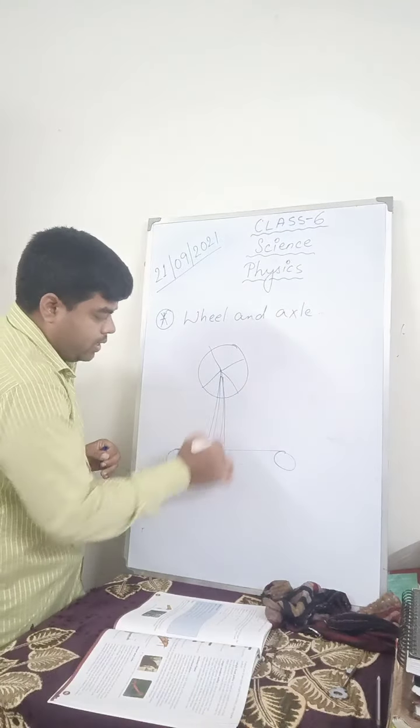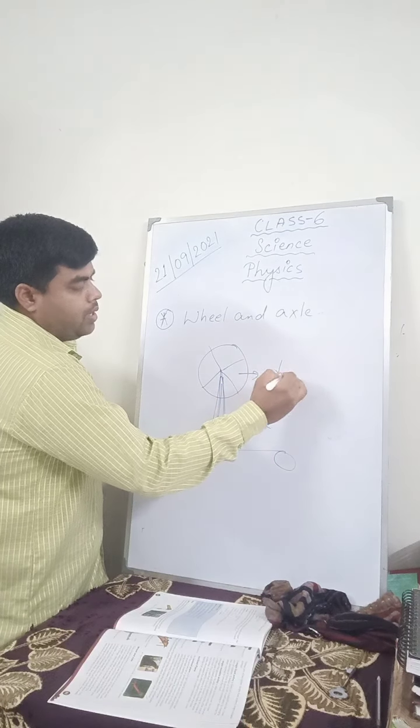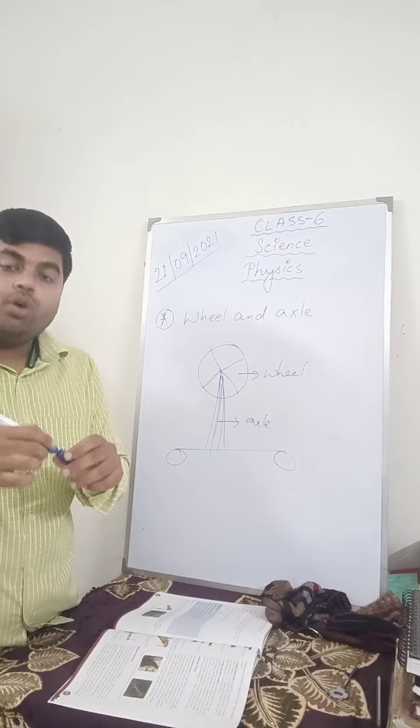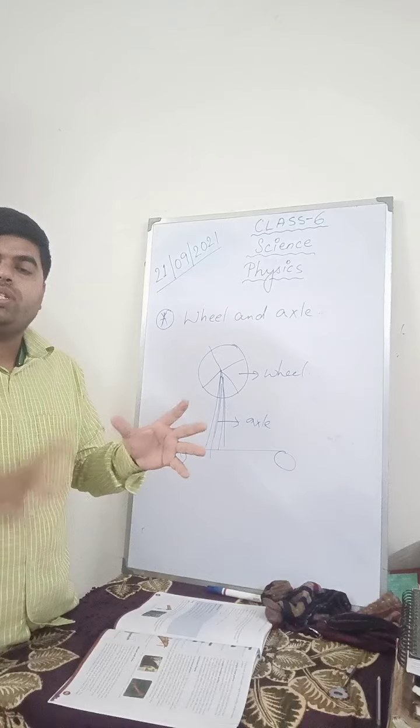This long rod is called axle, and this is the wheel. So both of them work together. If one is absent, the other cannot work. That is why we say wheel and axle.